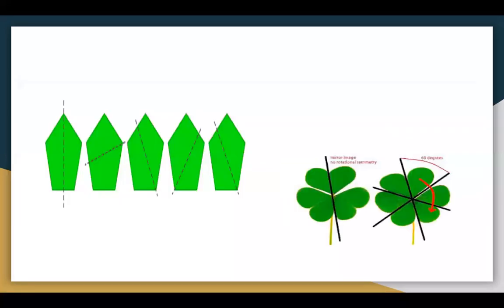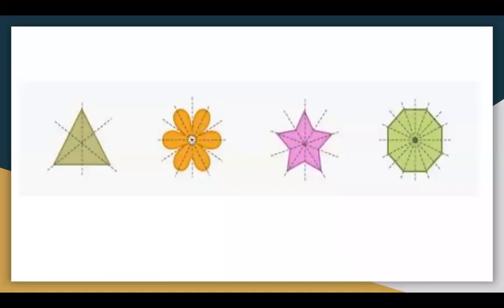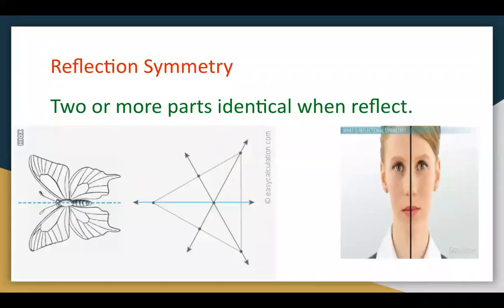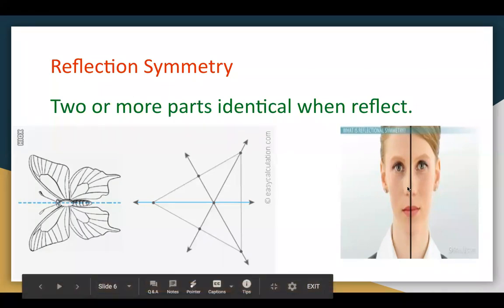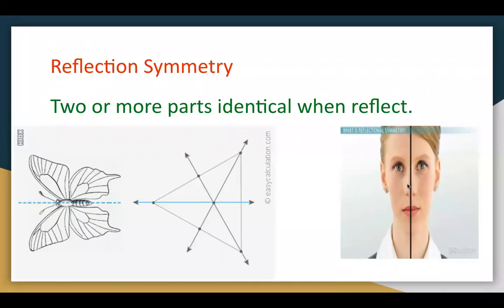So basically we looked at it, these are lines of symmetry, and you can call them reflection symmetry. This is what line of symmetry or reflection symmetry is: 2 or more parts identical when it's reflected. Our face, most of the time, is reflection symmetry, because if you take a picture of it, cut right in the middle, and flip it, half of it is going to go on top of the other one.